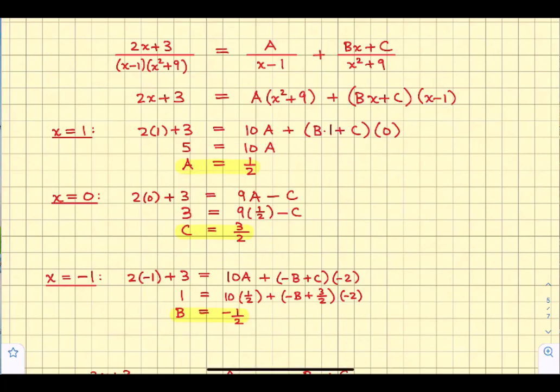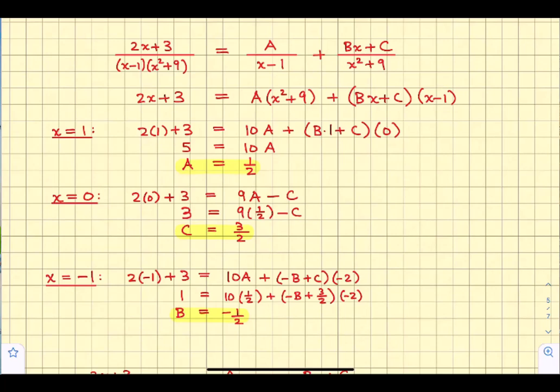Now we have to make some more choices, and we've used up all of our clever choices, so we can pick whatever we want to. I'll just pick 0. That's easy to plug in. On the left-hand side, I get a 3. On the right-hand side, I'm going to get a 9a. I'm going to get a b times 0 plus c, multiplied by a minus 1. So that's just going to give me a minus c. I already know that a is a half, so I'll go ahead and plug that in. And when I solve this for c, I get that c is 3 halves.